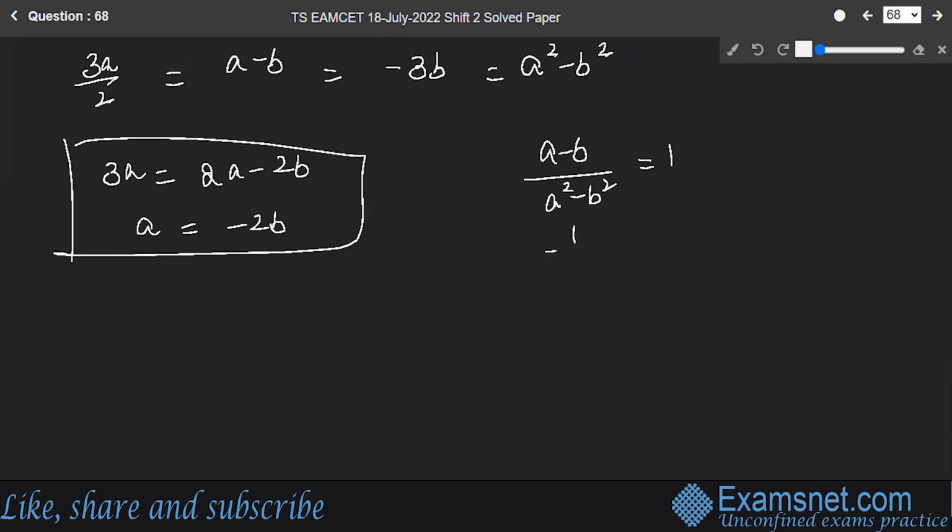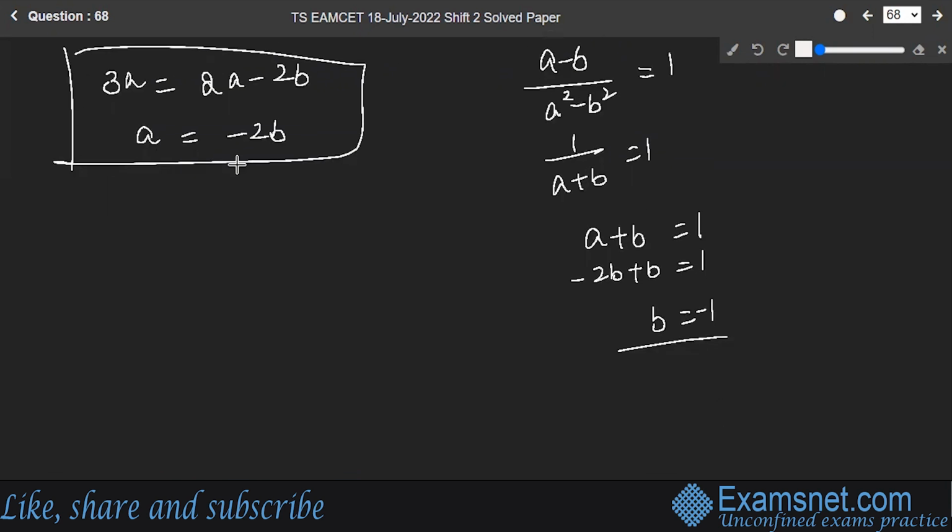You can write it as 1 upon A plus B is equal to 1, or A plus B is equal to 1. A was equal to minus 2B, so minus 2B plus B is equal to 1, which gives you B is equal to minus 1. I got the value for B. That means I can get the value for A as well from here. So A is equal to minus 2 into minus 1, that is equal to 2. We got the value for B and A.